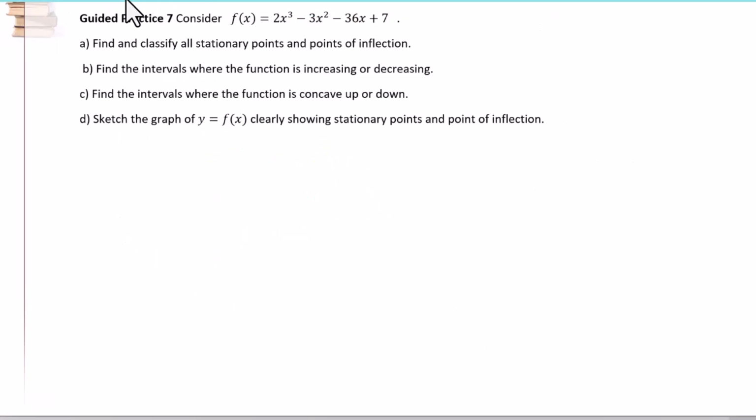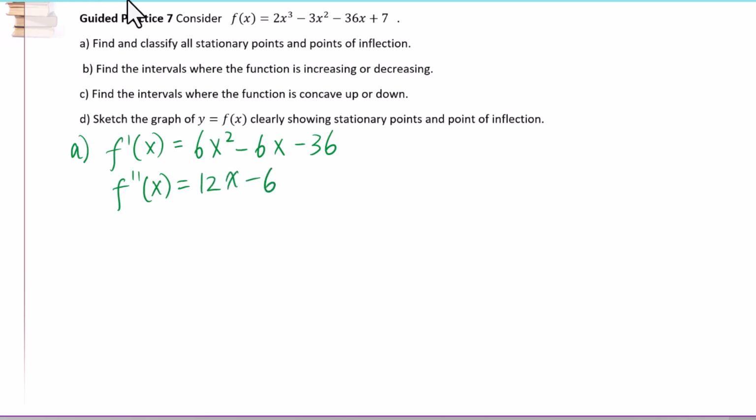Let's go to guided practice 7. Given function f of x, find and classify all stationary points and points of inflection. For A, we will figure out the first derivative and second derivative. Use the power rule. We got 6x squared minus 6x minus 36. Second derivative equals, still power rule, 12x minus 6.